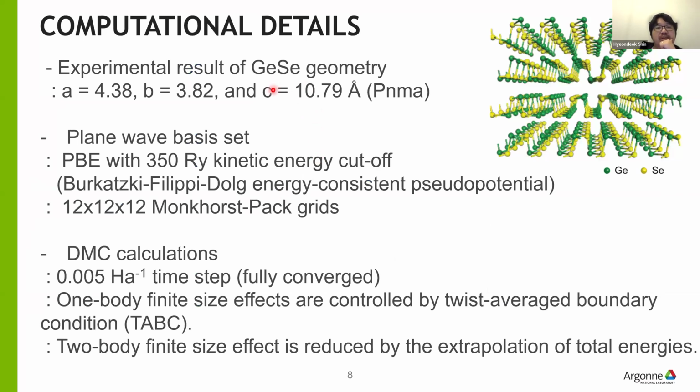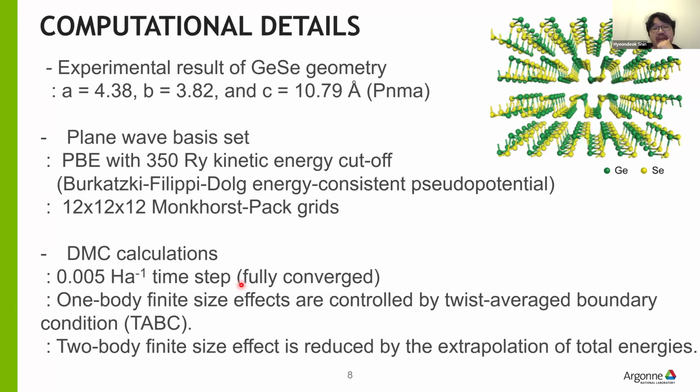We use the experimental structure of germanium selenide with these lattice parameters. We need to generate the single-particle orbitals to use in the trial wave function in QMC. We perform PBE with an infinitely large kinetic energy cutoff and a large enough k-point grid to fully converge. Using these single-particle orbitals, we perform the DMC calculations with a time step of 0.005, which is fully converged.